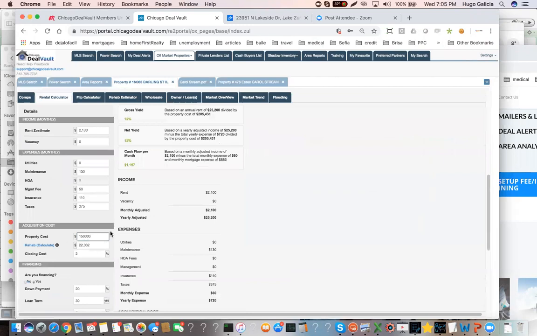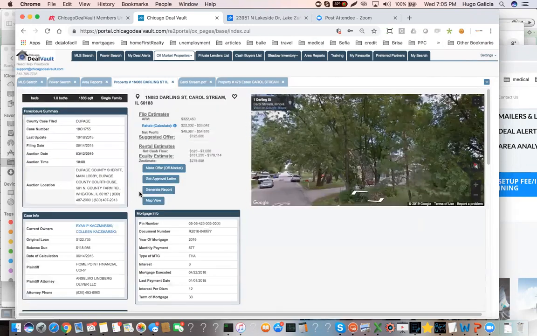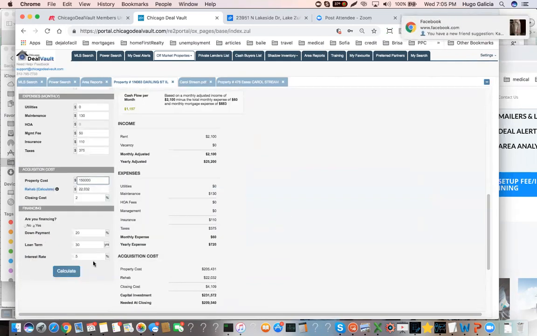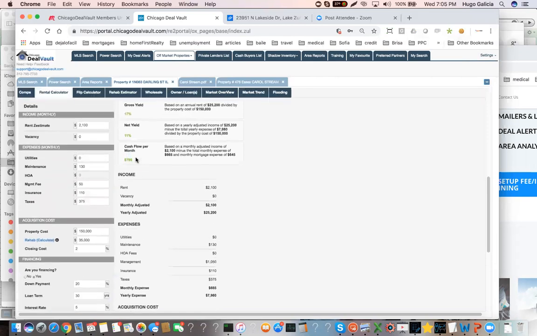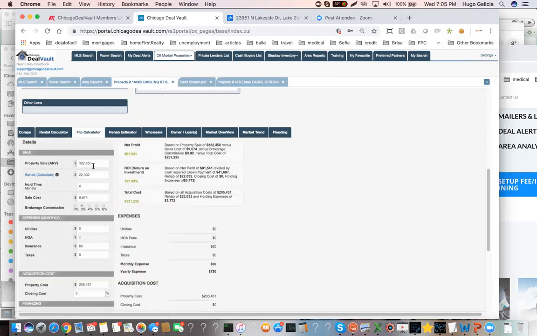And then let's look at the rehab. The rehab is between 22 to 33,000. I would put the rehab at 35,000 just to be conservative. And then let's look at the numbers. Obviously it's going to cash flow amazing, almost 800. And for the flip, it's also going to be amazing. So the ARV on this property, I'm going to put it at 285.